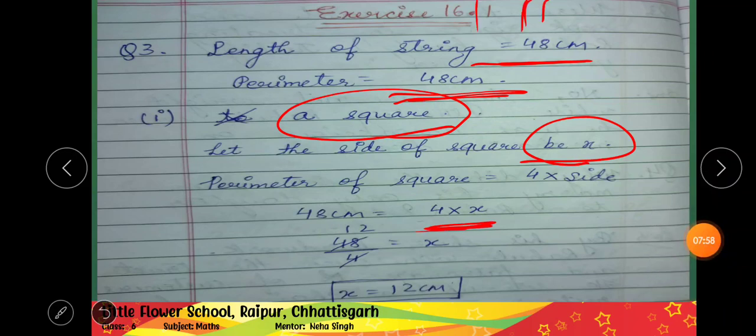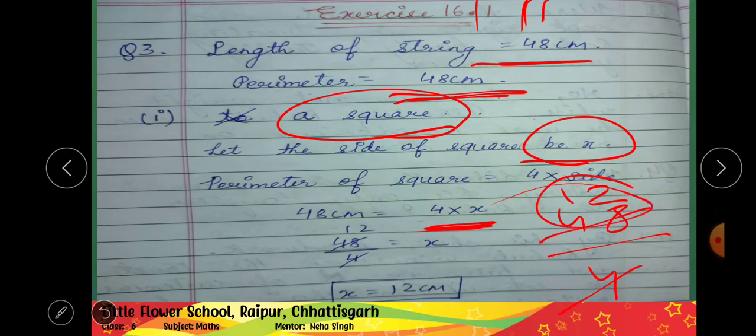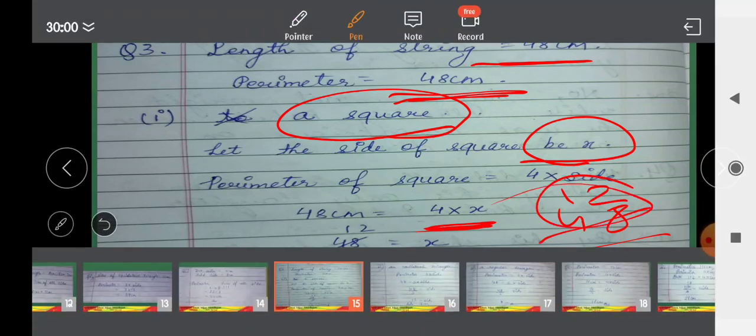The perimeter is given 48 centimeter, 4 into side, right? So to find x, we'll divide 48 by 4, which is, see, 48 by 4 we know 4 12s are 48, or we can cancel, 4 1s are 4, 4 2s are 8. So what we are getting is the side as 12 centimeter, right?